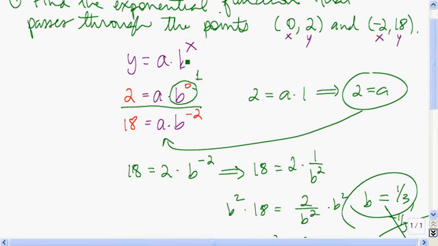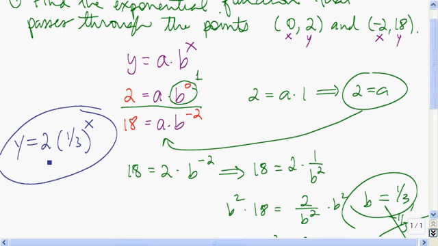So here, y equals a times b to the x. We found that a is 2 and b is 1/3. So this right here is our answer.